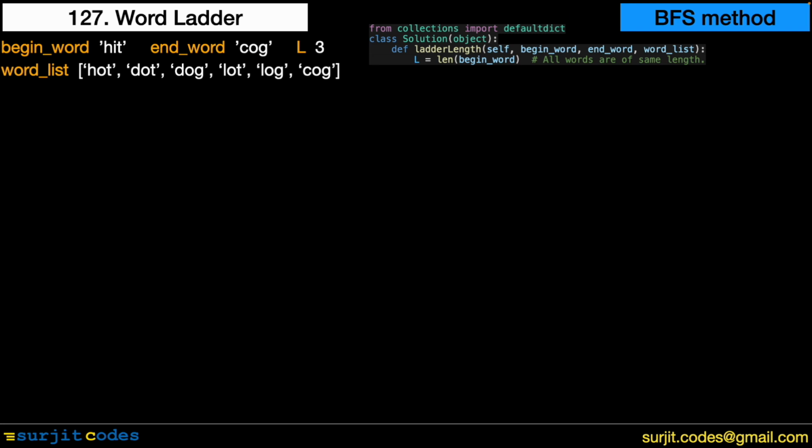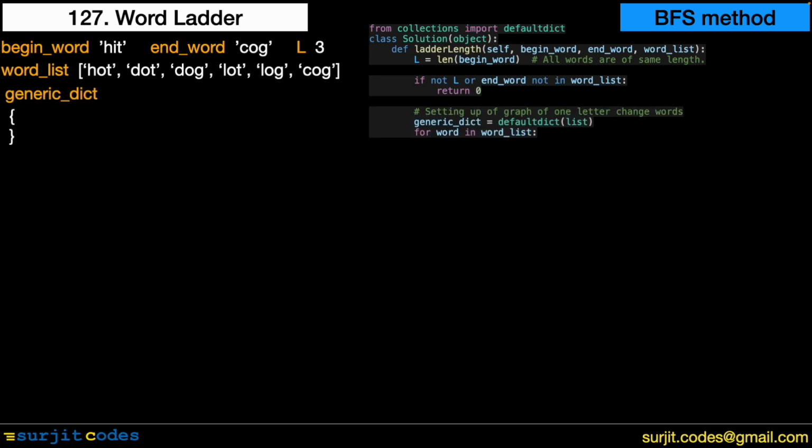We will transform hit to cog using these six given words. Each word has same length equal to 3. The result is 0 if length of words is 0 or if end word is not in the list. Let us set up the required graph.